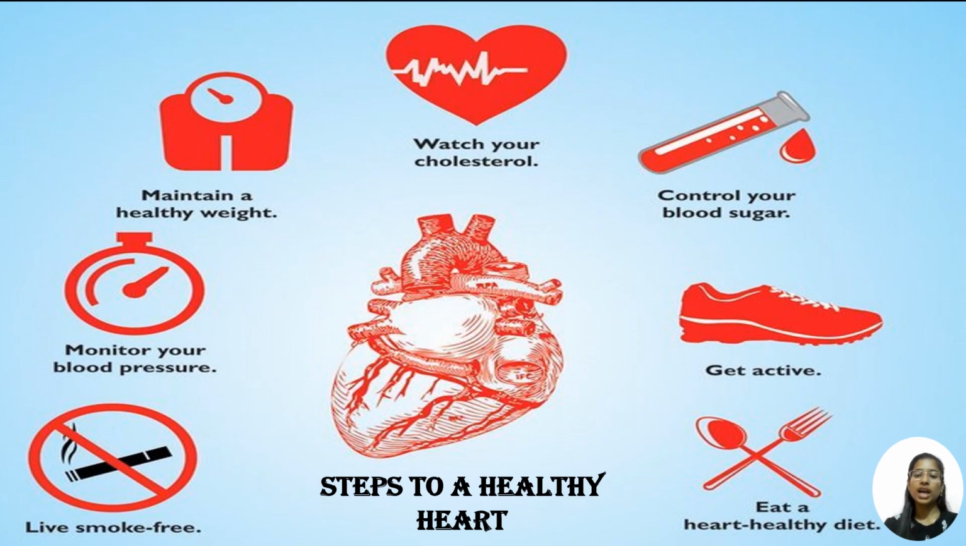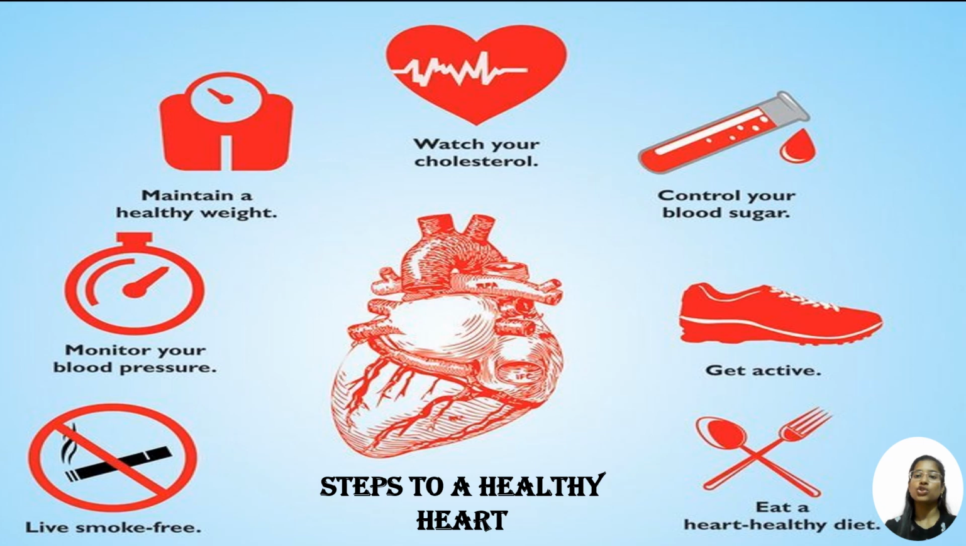Steps to a healthy heart. The first is to follow a heart healthy eating pattern, which can lower your risk of heart disease. Fill your plates with fruits, veggies and whole grains so that your heart will be healthier. The next is to get active. Most adults should do at least 150 minutes of moderate activity or 75 minutes of vigorous physical activity. Physical activity is good for your heart, so it is necessary.